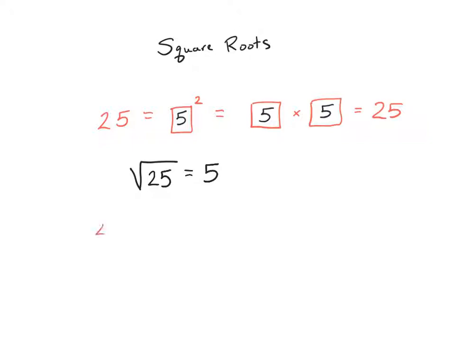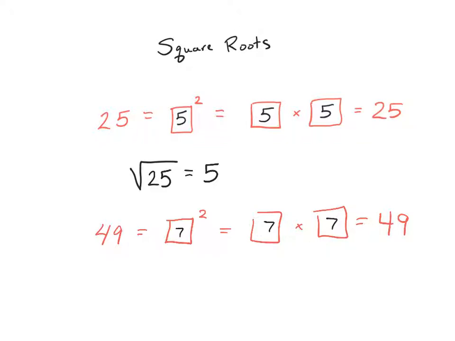So here's another example. If we take 49, 49 is a square number. It is some number raised to the second power, which means some number times itself equals 49. We are trying to find out what that mystery number is, and it is 7, because 7 times 7 is 49. So again, here's our radical, here's our radicand. The square root of 49 is 7, because 7 squared is 49.